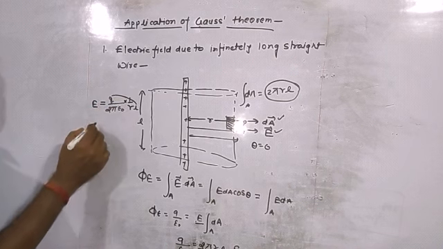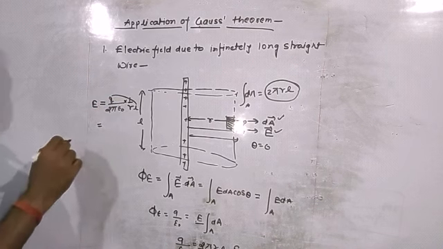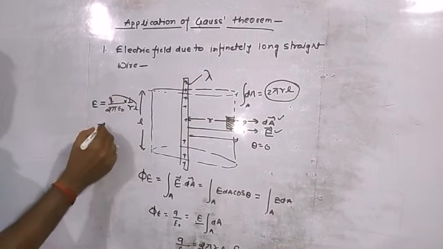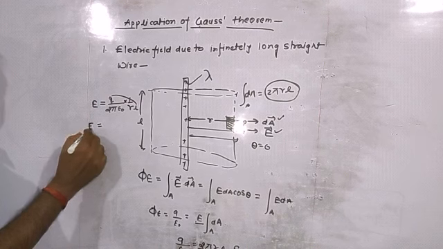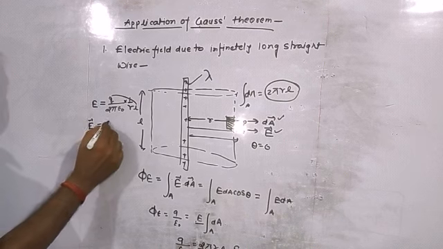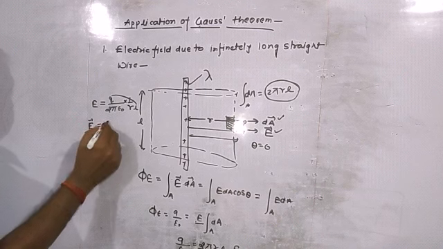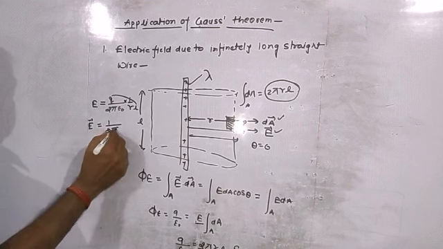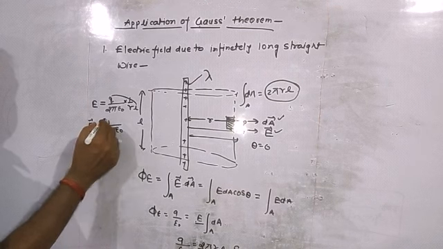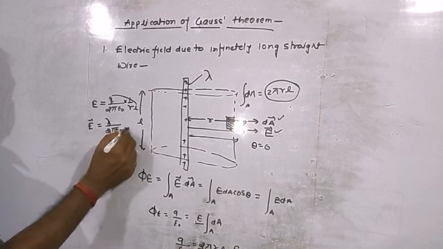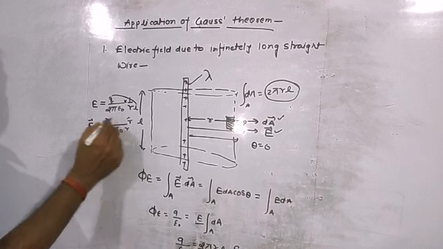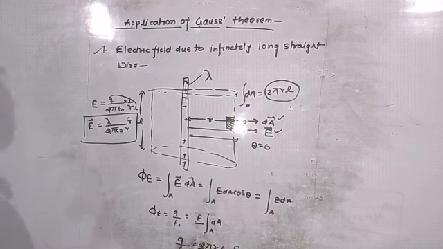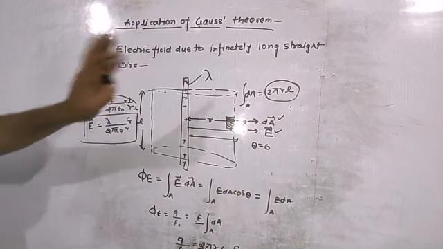Now Q by L is the linear charge density because the wire is considered as linear, it is lambda. So the electric field may be written, in vector form, as E is equal to 1 upon 2 pi epsilon naught into Q by L, that is lambda, into R cap. This is the expression for electric field intensity. This is the first application of Gauss theorem, in which we calculate the electric field due to an infinitely long straight wire.